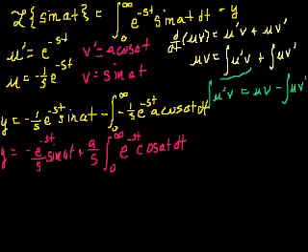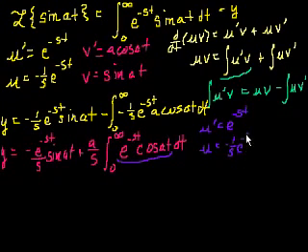Let's do another integration by parts, and I'll do this in a purple color, just so you know this is our second integration by parts over here. Let's define once again u prime. U prime is equal to e to the minus st. Then u is equal to minus 1 over s e to the minus st. We'll make v equal to cosine of at.